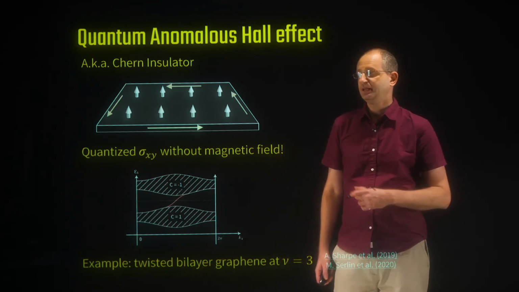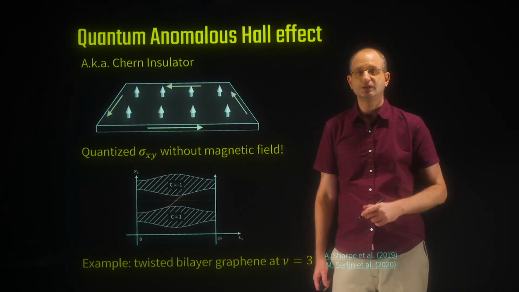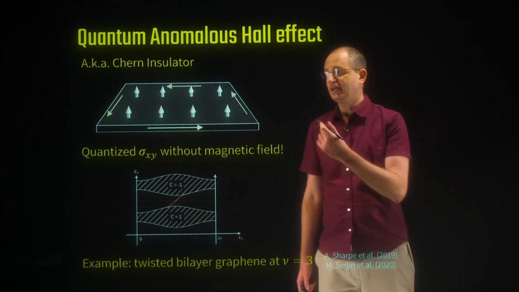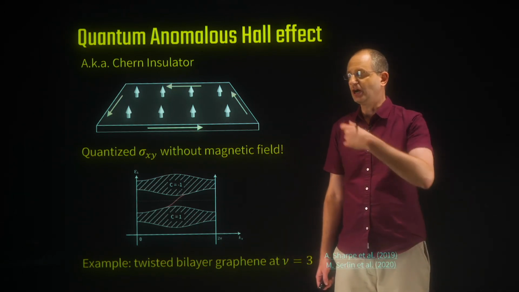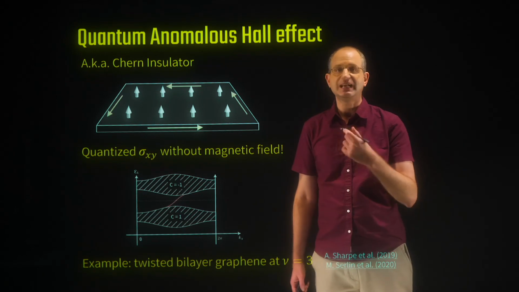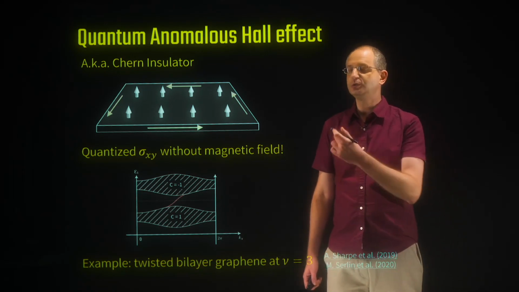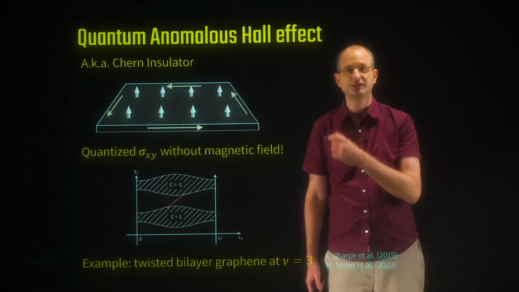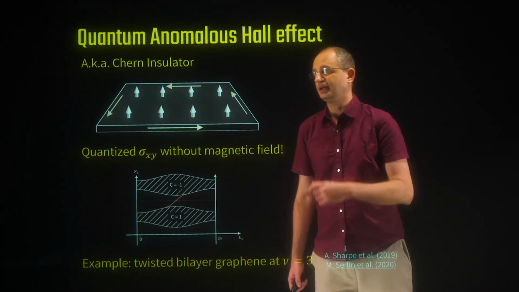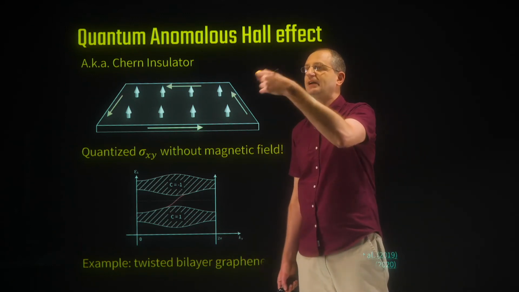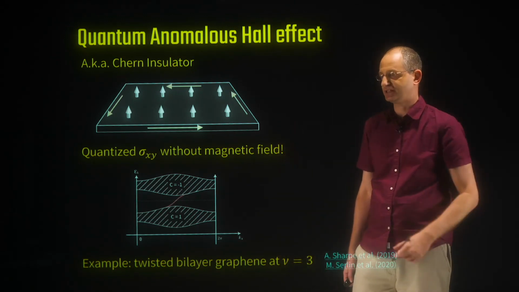So just to wrap up, in this video, we've derived the TKNN formula, which relates the Hall conductivity of a band insulator to a topological quantum number, which is the Chern number of the filled bands. And on the way, we've actually derived the semiclassical equation of motion for Bloch electrons in the presence of an external electric field, which includes the so-called anomalous velocity, which is a sideways drift velocity perpendicular to the applied electric field, and the quantum anomalous Hall effect can actually be understood as a consequence of the anomalous velocity of Bloch electrons.